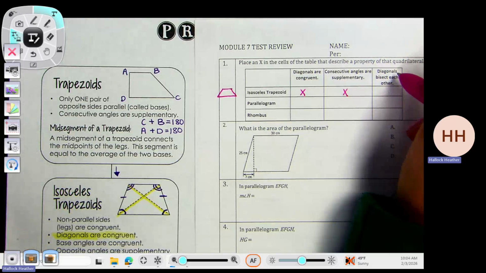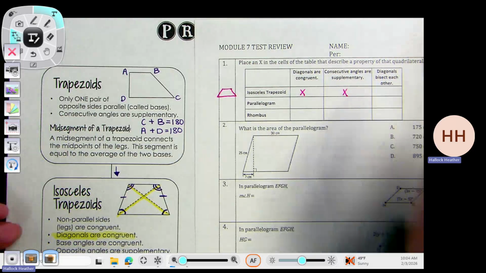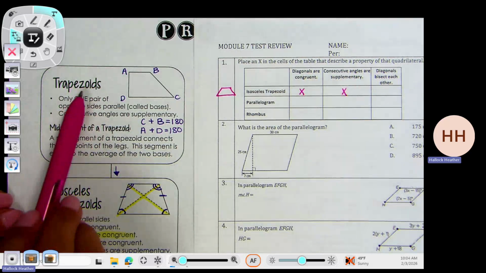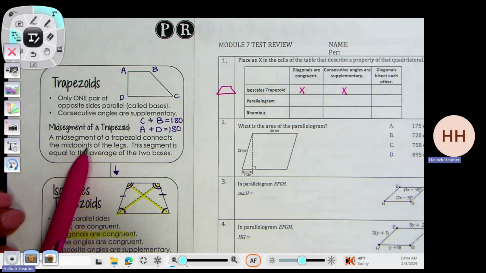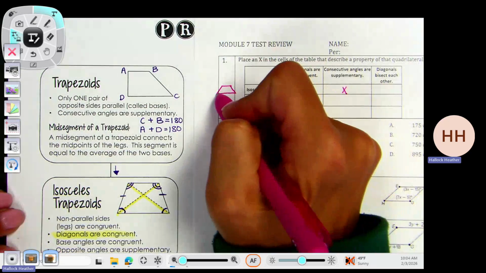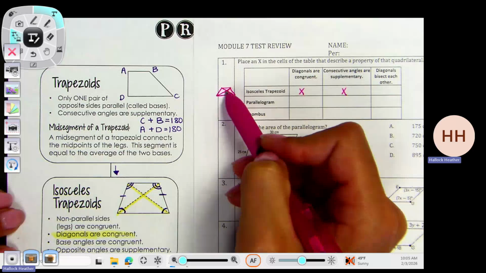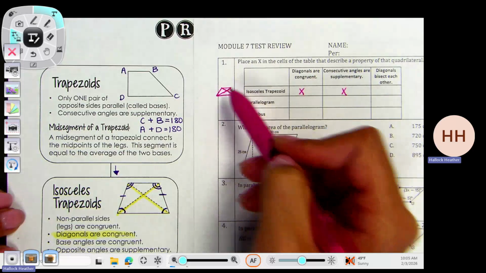We need to know if isosceles trapezoids have diagonals that bisect. If I look at isosceles, it says the diagonals are congruent. Over here, it does not say diagonals bisect. That's because if I draw in my diagonals, they do not bisect. The bottom piece is longer than the top piece.